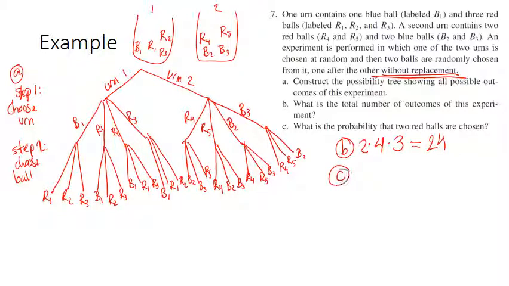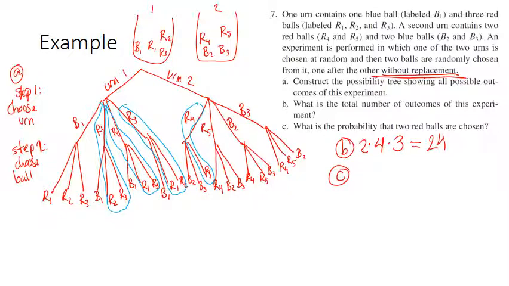Part C, what is the probability that 2 red balls are chosen? Now what we've got to do is actually go through these outcomes and see which of them were 2 red balls. I kind of regret that I was using red before, and now I'm going to use a different color, but whatever. So which of these were 2 reds? I think these ones were 2 reds. These ones were 2 reds. What else? These ones were 2 reds. And what else? These 2.